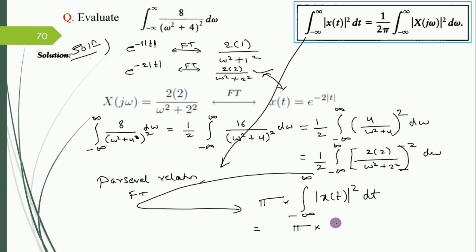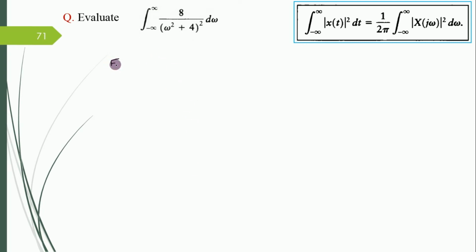So here what I do is, rather than taking from minus infinity to infinity, I take 2 times from 0 to infinity. Both are the same: minus infinity to infinity, or 0 to infinity 2 times. Both are same, |x(t)| whole square dt. So I'll take this energy in the next slide. Therefore, energy is equal to pi into integration 0 to infinity.